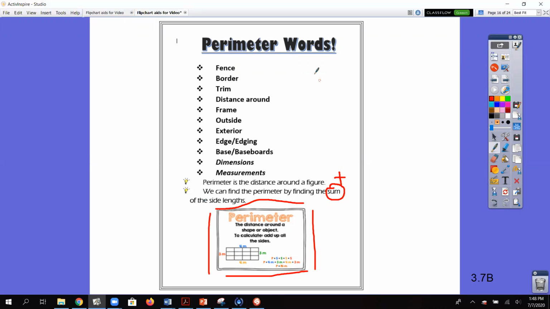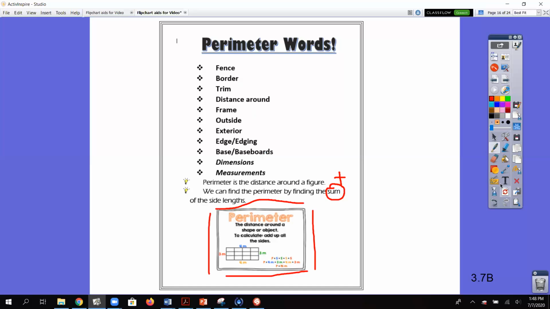So these are the words that are kind of like clue words. I call them perimeter words to look for in problems. Fence, because fence goes around a yard. Border, trim, distance around, frame, outside, exterior, edge or edging, base or baseboards, dimensions, and measurements. Now, dimensions and measurements are in italics because those are not just for perimeter. You'll see those in area too. Dimensions just means the measurements of what each side measures.